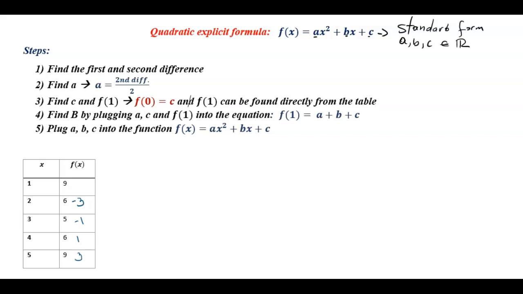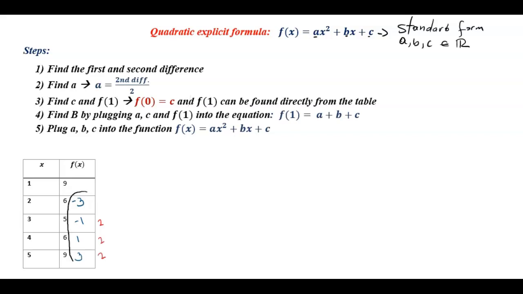So how do we do that? We do the same thing. What do I add to -3 to get -1? That will be 2. And what do I add to -1 to get 1? Again, that will be 2. And what would I add to 1 to get 3? That will be 2. So now the second difference is common. You see we got 2, 2, 2, so the 2 doesn't change. The second difference is common, so that's how I know I have a quadratic function.